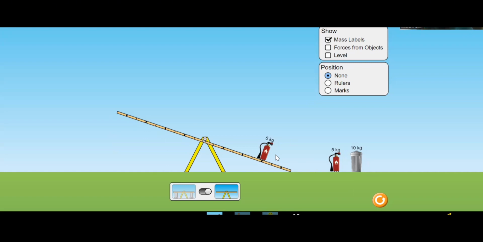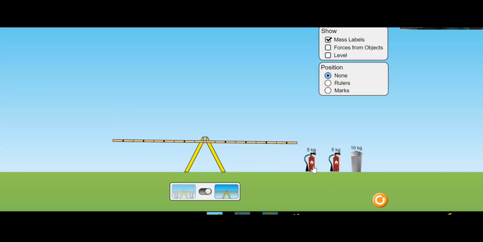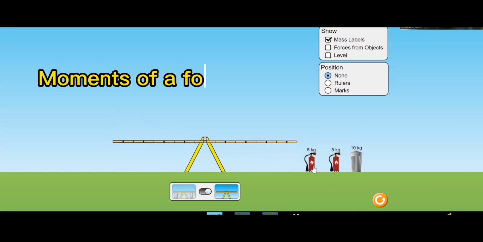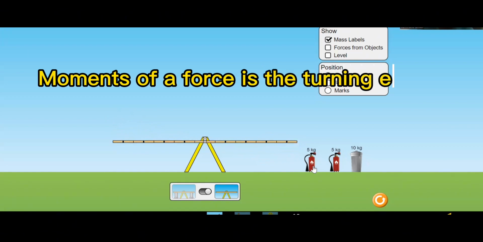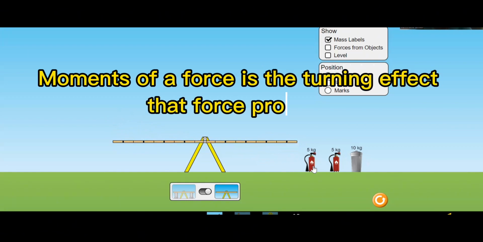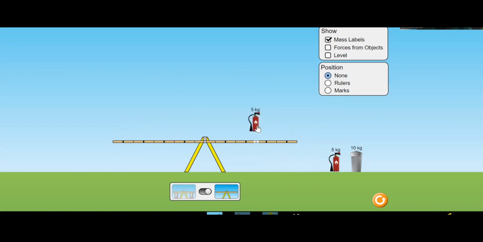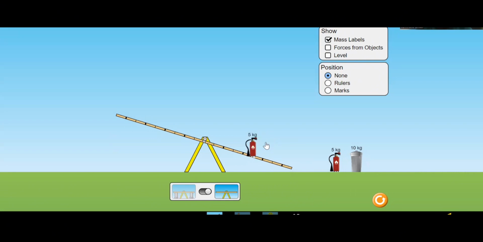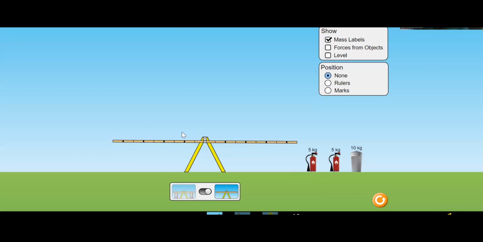Now, this raises the topic of moments, because the moment of a force, or some books will have it as torque, is the turning effect that a force provides. So notice, as soon as we apply a force, it causes this lever to turn. So therefore, this principle is called moments. Now, what will make this bar be in equilibrium? One is that the forces going down have to be equal to the forces going up.